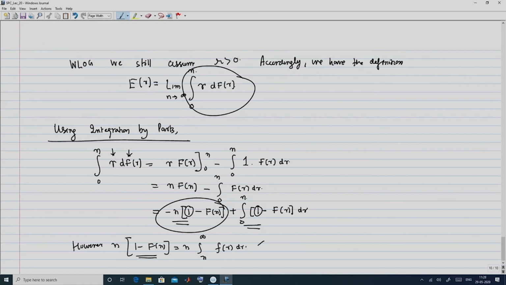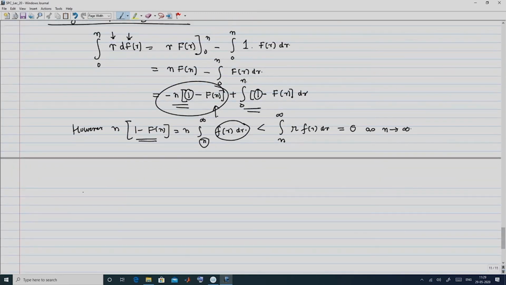Now, you remember that since the integral is from n to infinity, obviously your R is going to be greater than n, that means n is less than R. So, since n is less than R, I can write this as the integral from n to infinity of R f of R dr, and this is going to be equal to 0 as n tends to infinity. That means we have been able to get rid of this first term here, and the only thing that remains is the second term.